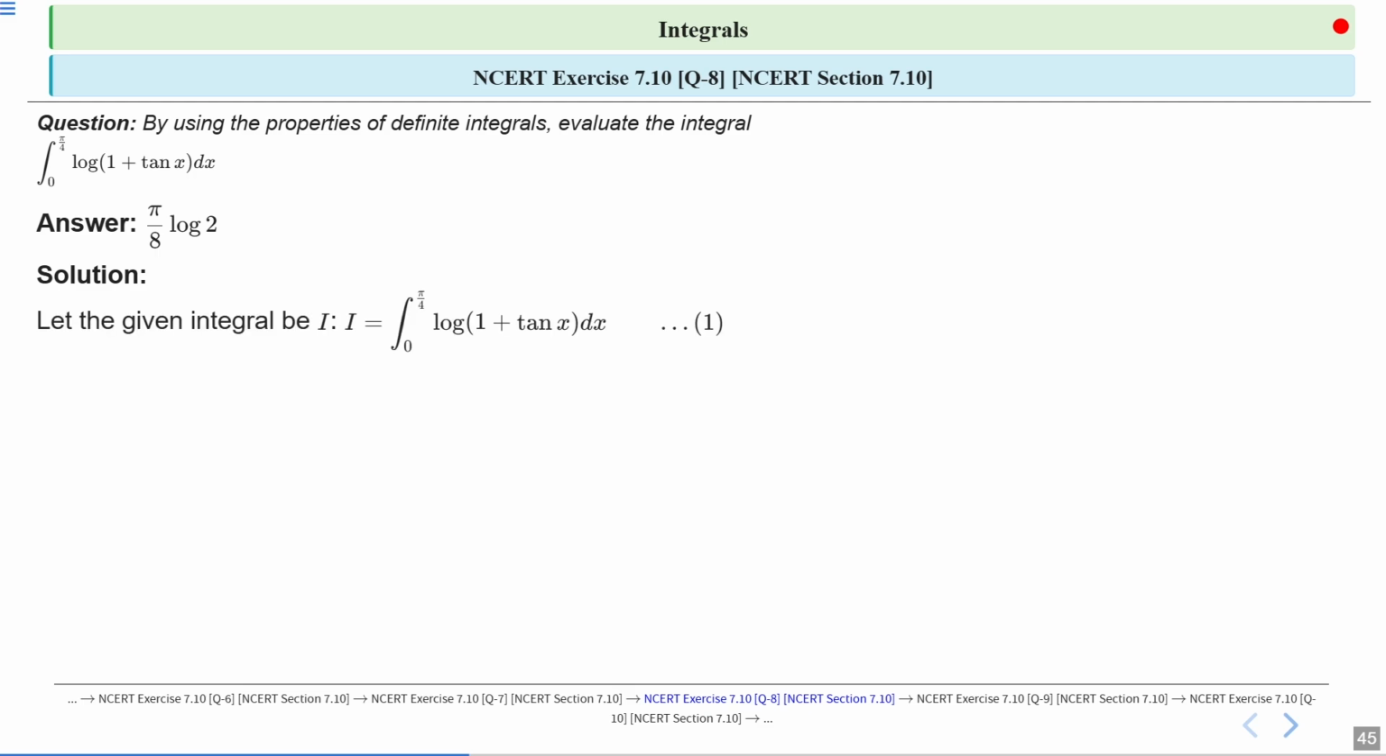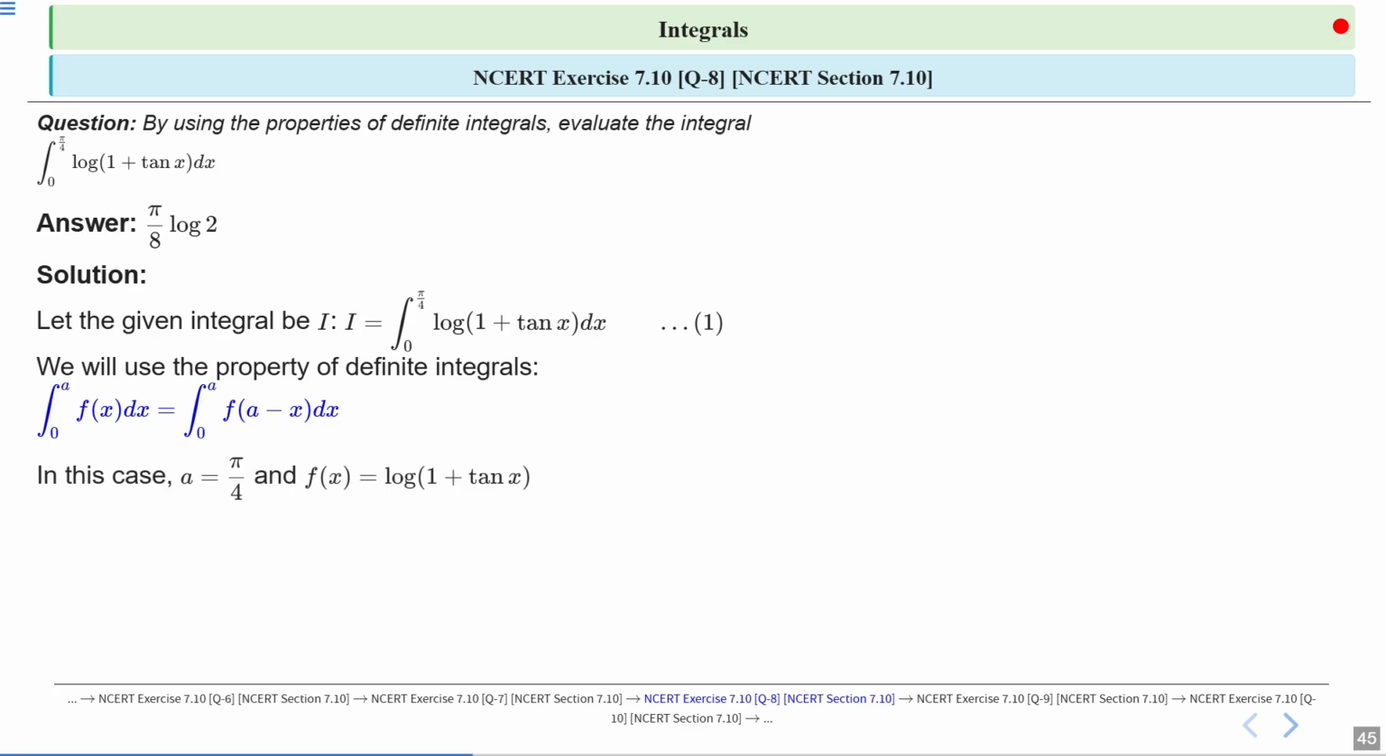Let's consider I equal to the integral from 0 to π/4 of log(1 + tan x) dx. Consider it as equation number 1. Now we will use the famous property: the integral from 0 to a of f(x) is equal to the integral from 0 to a of f(a − x) dx. Here a is equal to π/4 and f(x) is equal to log(1 + tan x). So when we apply it, we find the value of f(a − x). So f(π/4 − x) becomes log(1 + tan(π/4 − x)).